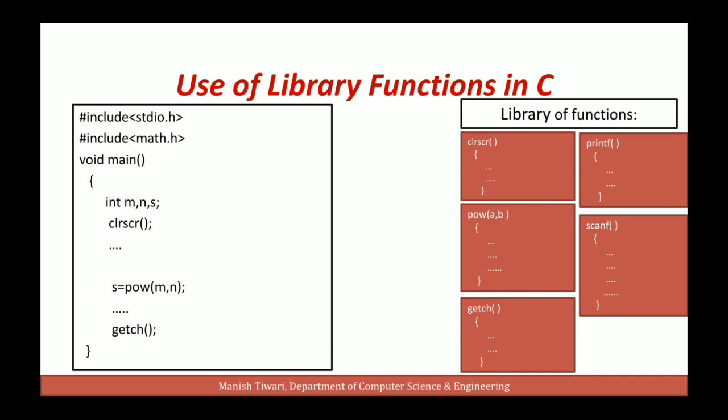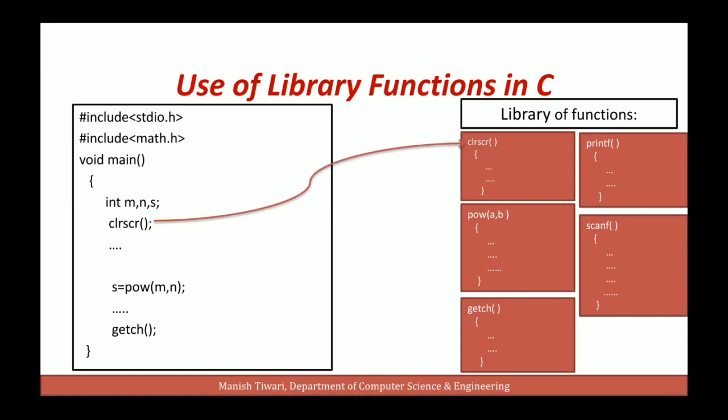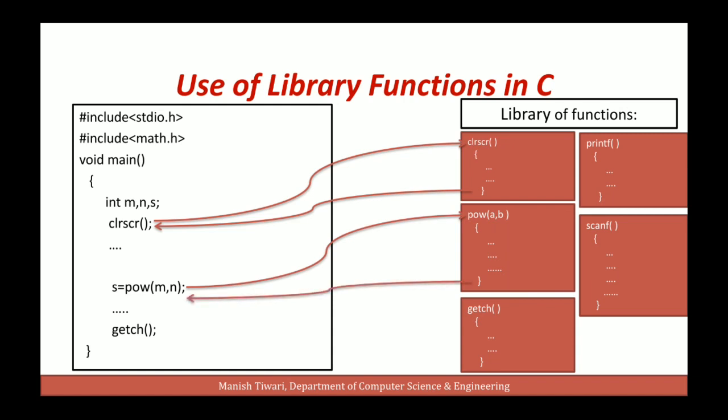So whenever a program calls any function, the control is transferred to the called function like this. So when clear screen function is called, the program control is transferred to this function, and after the execution of this function, the control again goes back to the main program. And when we call another function, control again goes to that function, and after the execution of that function, it comes back to the main program. So in this way, we use these functions in our program.